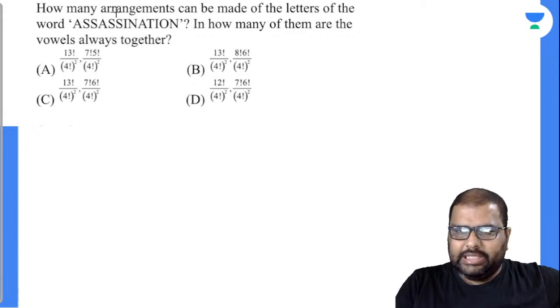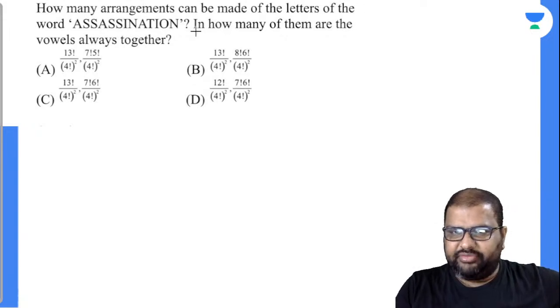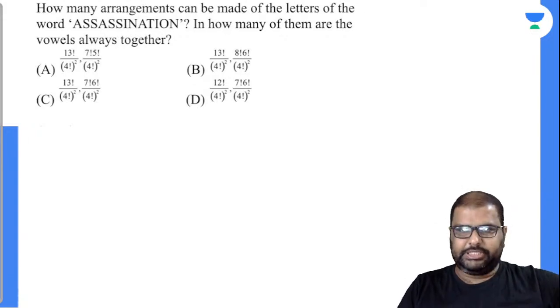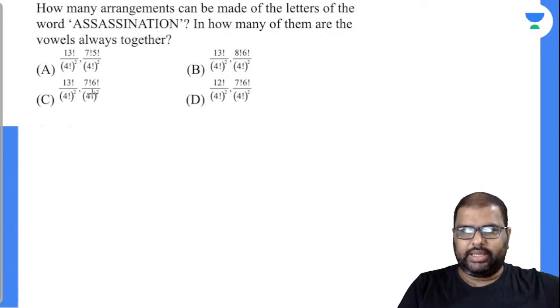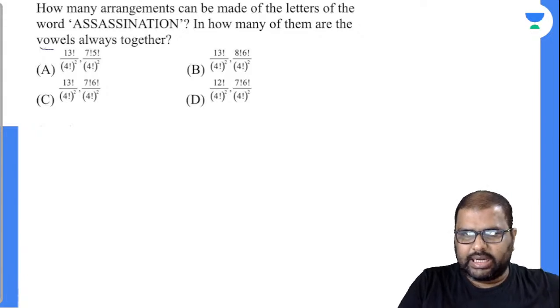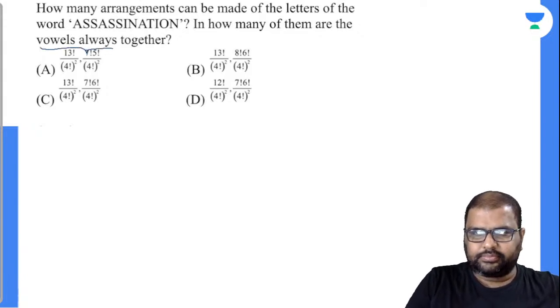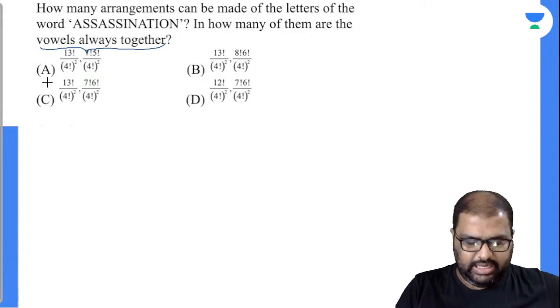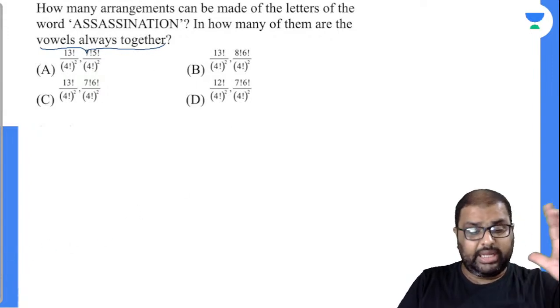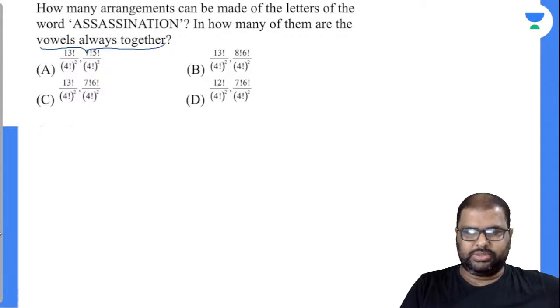How many arrangements can be made of the letters of the word ASSASSINATION? In how many of them are vowels always together? The point here is, this is the crux point. Now, first of all, in ASSASSINATION, how many different types of alphabets are there? Let's take this down.